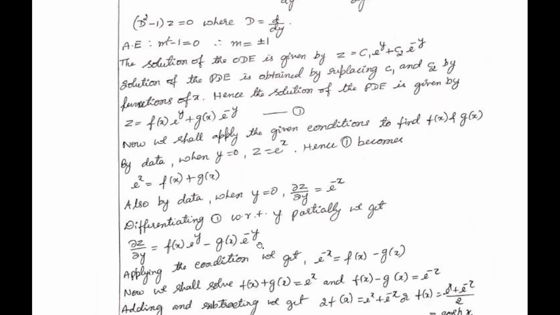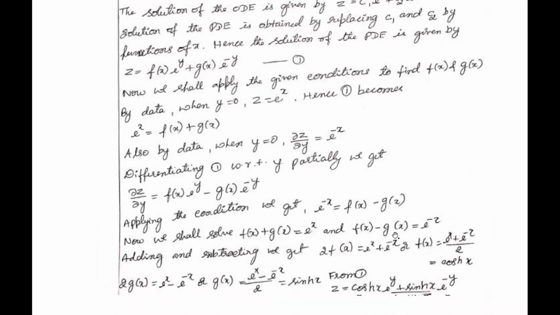Now apply the condition that when y equal to 0, dou z by dou y will be e power minus x. So e power 0 is 1, here e power 0 also 1. So we will get f of x minus g of x. So when we apply the second condition, we get e power minus x is equal to f of x minus g of x. We have the two equations now. One equation is e power x equal to f of x plus g of x. One more equation, e power minus x is equal to f of x minus g of x. Solve these two equations in order to get the value of f of x and g of x.